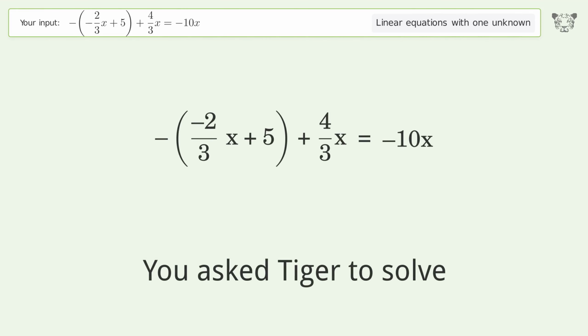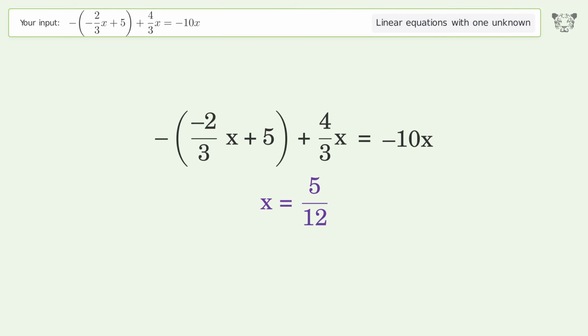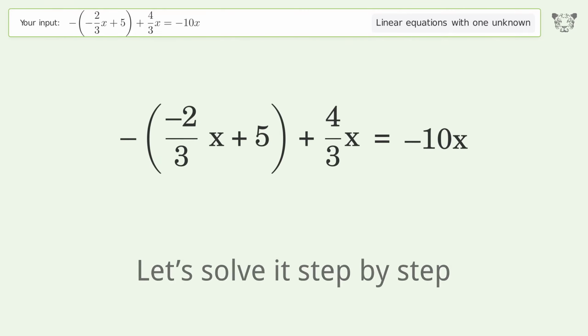You ask Tiger to solve this. It deals with linear equations with one unknown. The final result is x equals 5/12. Let's solve it step by step.